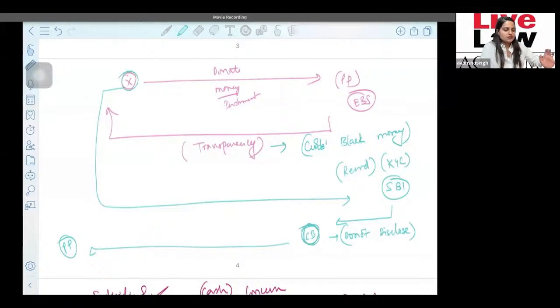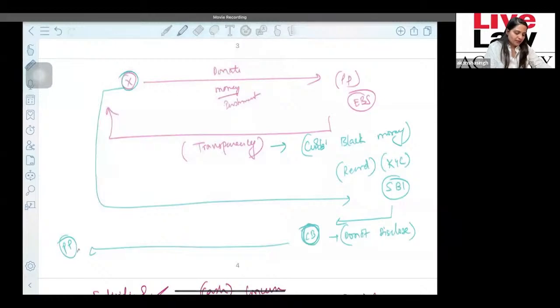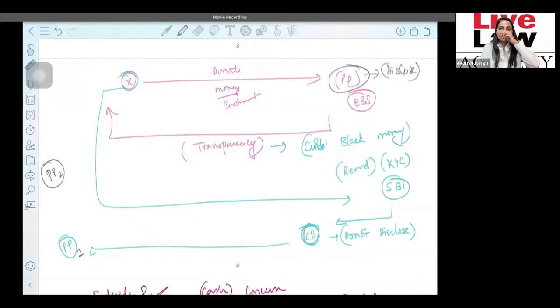Because in a hypothetical situation, let's say political party 1 does not win and political party 2 wins. Now, what used to happen before was that when the donation used to be made, it used to be disclosed by the political parties. So the political parties, as per the RPA, were supposed to disclose who had made which amount of contribution to them, right?